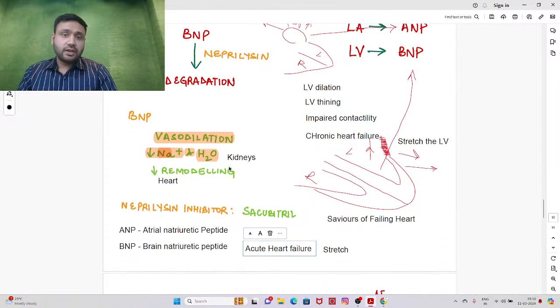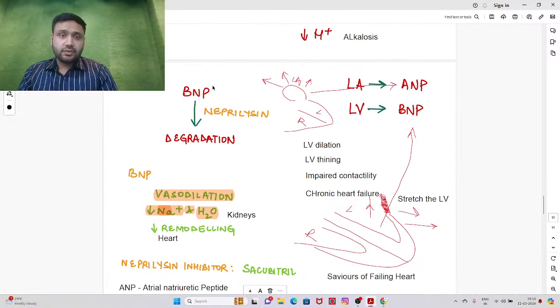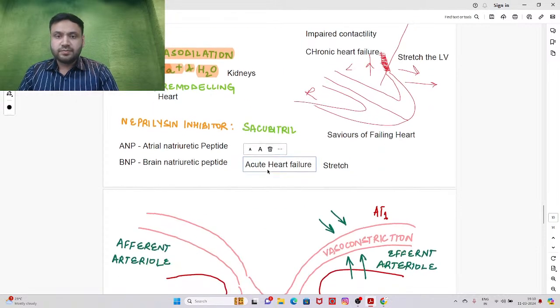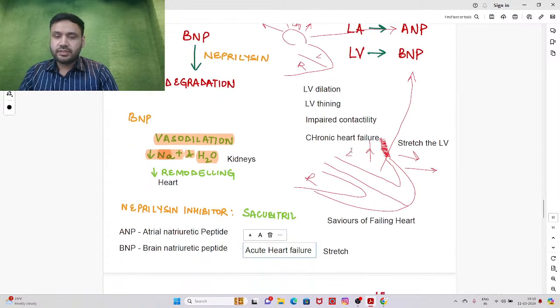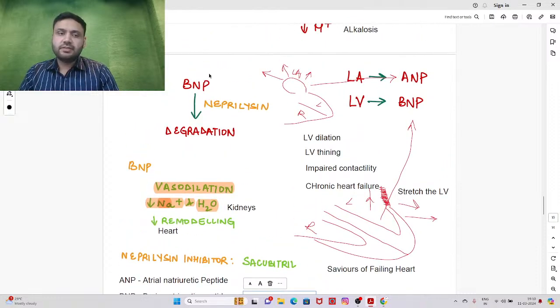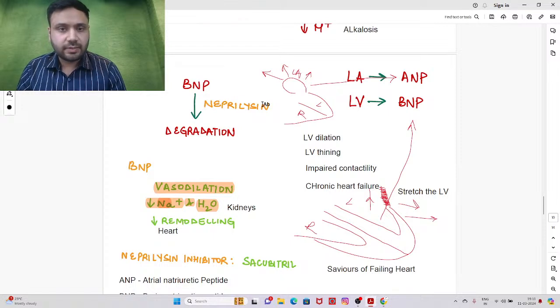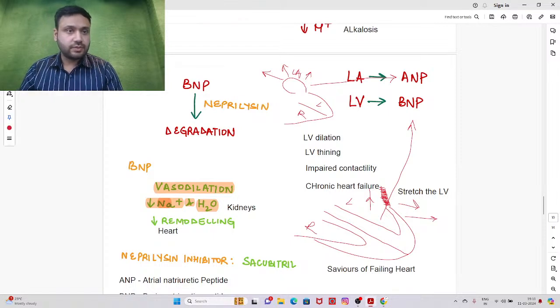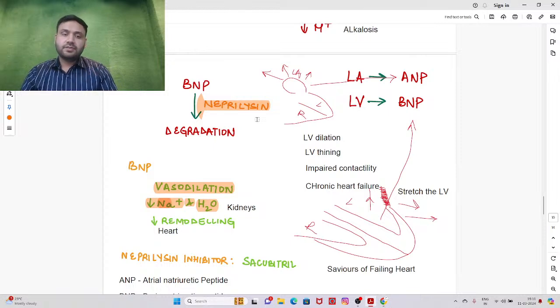So yes, BNP. We studied BNP because it's the savior of the heart, and because of that we want to use it in treatment. That is why we are studying it. BNP is degraded into its byproducts by an enzyme called neprilysin, and this is very important, because one of the drugs that we are going to use for heart failure would be a neprilysin inhibitor.